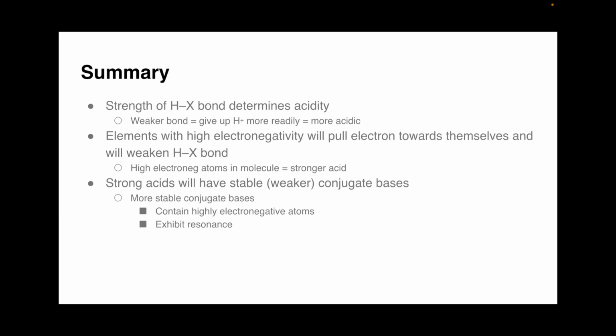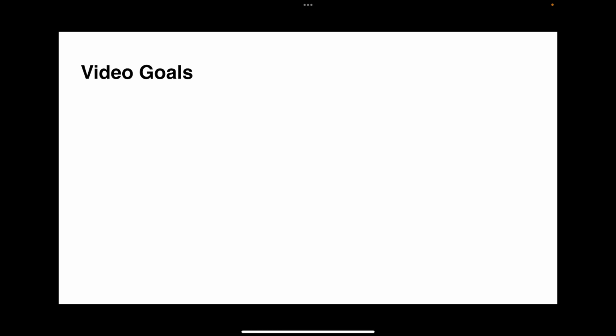And finally, we looked at the fact that strong acids have a very stable, weaker conjugate base. Conjugate bases are stabilized when they contain highly electronegative atoms and/or when they exhibit resonance. That brings us to the end of this video.